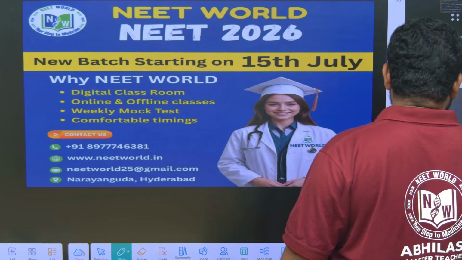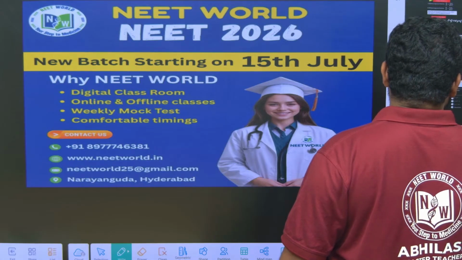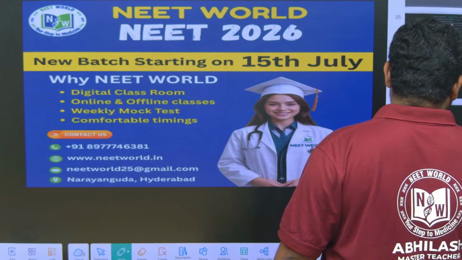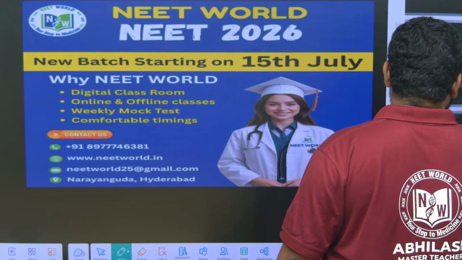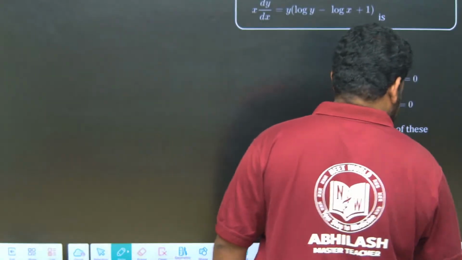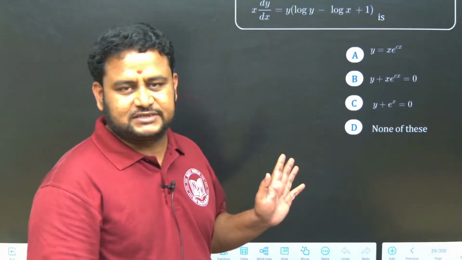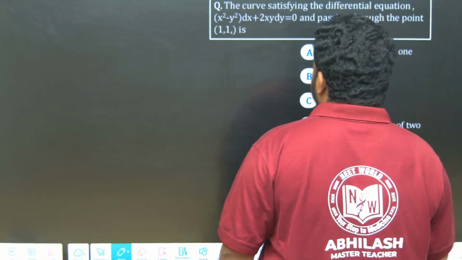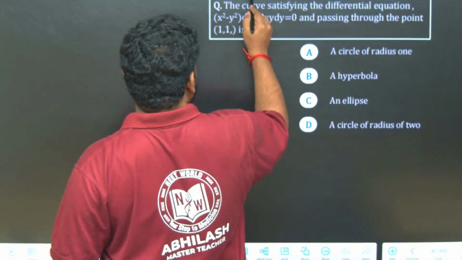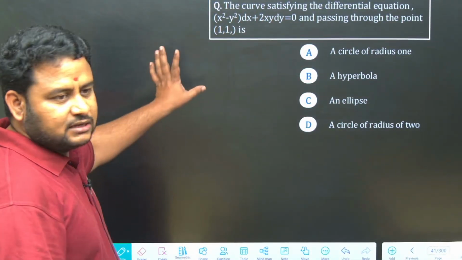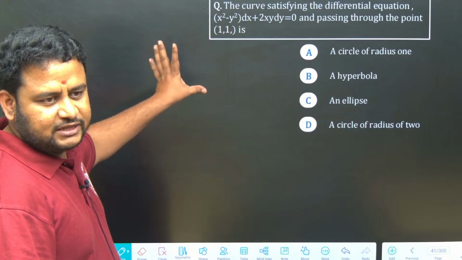Now we have to do questions based on reducible to homogeneous equation, or some more questions on homogeneous equation. So let us have a look at this. This question we already solved in the previous class. Now let us have a look at other questions. This is the question that is given. This is a JEE Main 2018 question. I hope the color is visible. If I am using yellow, I think it is visible.